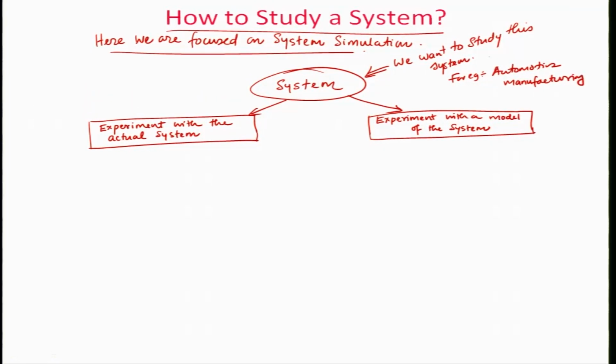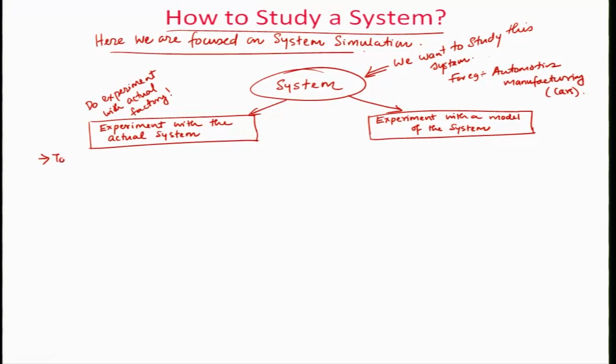Let us say we are interested in manufacturing of cars, four-wheelers. One way to do it is to do the experiment with the actual factory. This sounds good and is probably the best way to do the experiment, but it has its own inherent disadvantages. What are those inherent disadvantages?